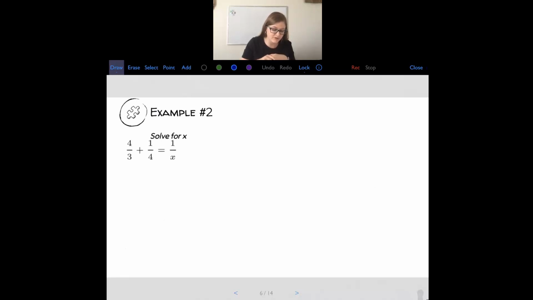So we have 4 over 3 plus 1 over 4 is equal to 1 over x. So we need to find our least common denominator. When we have polynomials or variables in the denominator, something I like to think of when determining the least common denominator is what does one denominator have that maybe the other needs? Okay, so in terms of 4 and 3, I can get these both to 12, and I can multiply 12 by anything there. Okay, so 12 is part of our least common denominator.